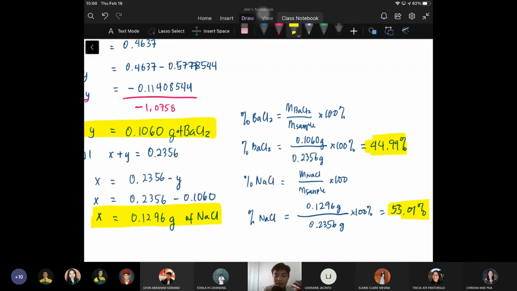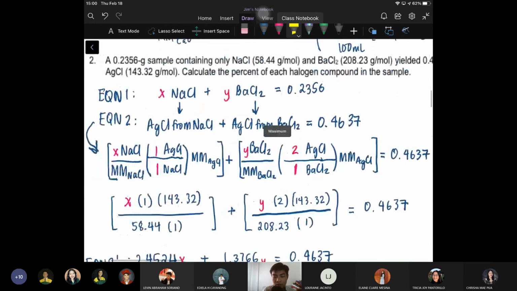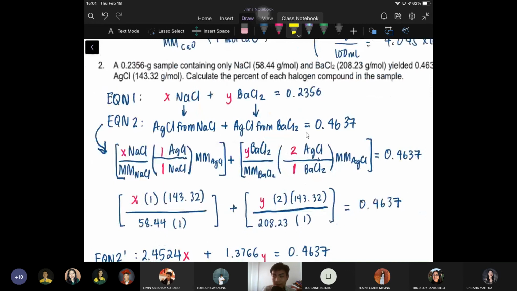Okay? Basta ang key lang dito is, you set up the correct two equations. Kailangan correct yung two equations mo. So yung equation 1 always about the sample yon. Yung equation 2, yung conversion ng sample to precipitate. Pwede rin namang hindi precipitate. Pwedeng other compound. So, conversion of this to other compound, this to other compound. Tas yung mass nila overall.